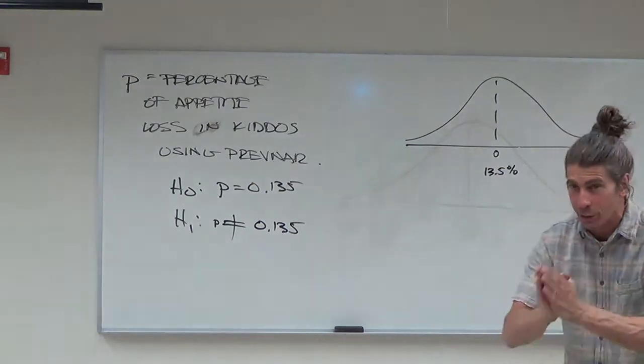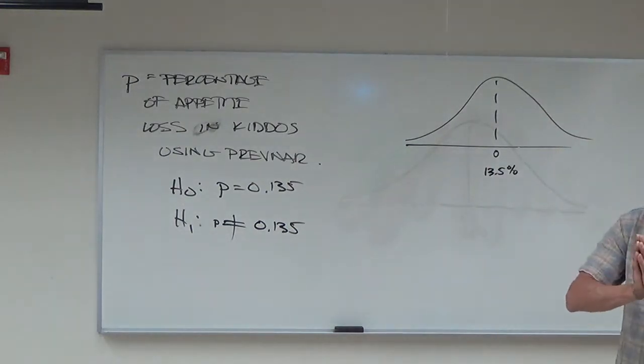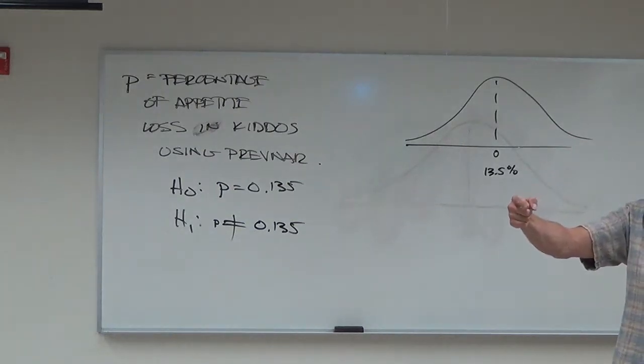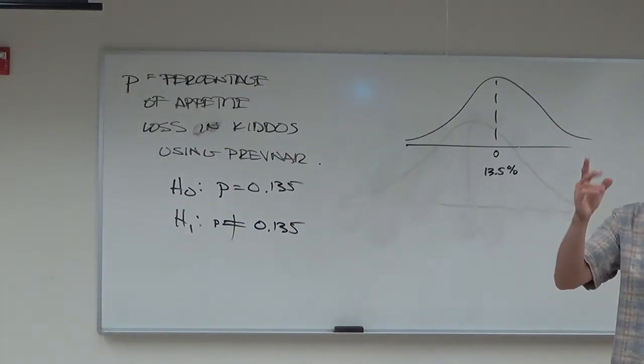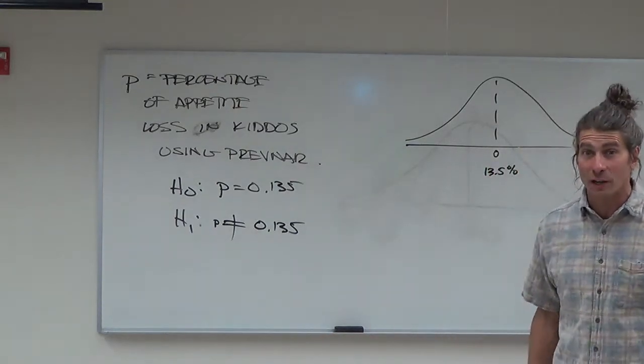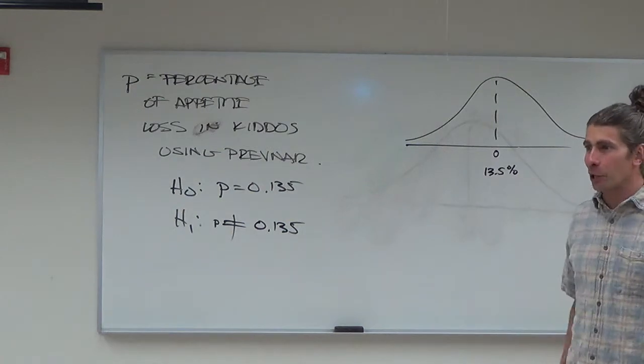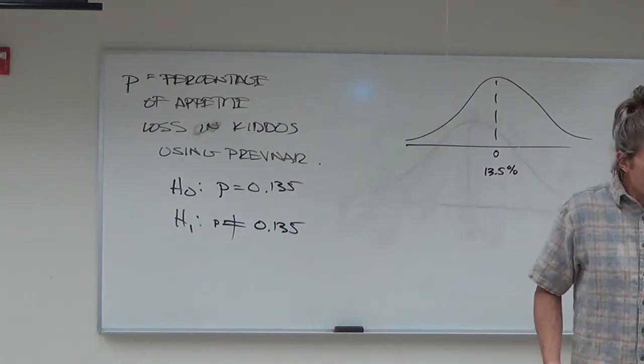You got to think about what are you testing in this test? You're testing whether or not Prevnar results in a change of loss of appetite. A type 1 error would be saying, yes, we have a different loss of appetite. But you actually don't. You just think there is because you got outlier data. So that's a type 1 error.